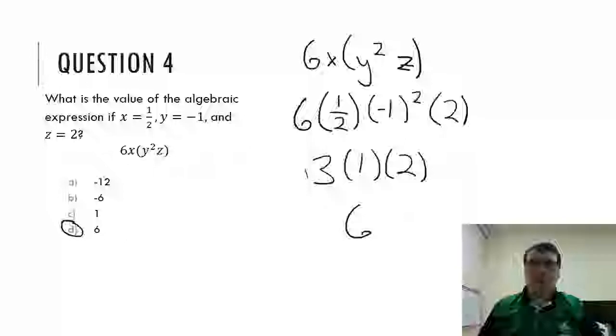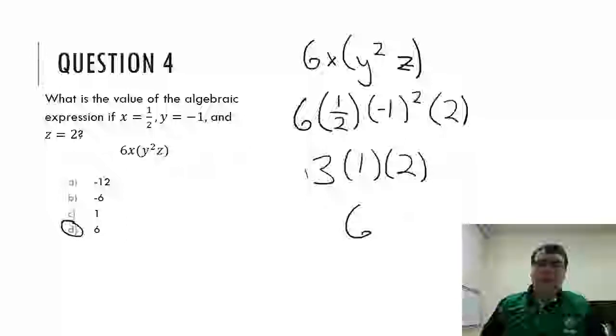All right, let's look at this fourth question just real quick. So it says, what is the value of the algebraic expression if x is 1/2, y is -1, and z is 2? And so the expression that I have is 6x times, as a quantity, y squared z. Okay, so let's tackle this. We have 6x times the quantity of y squared z. I'm going to cross my z just so we know it's a z, because my 2 looks very similar.